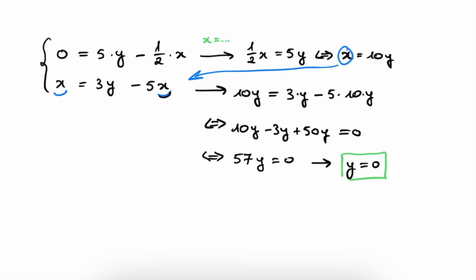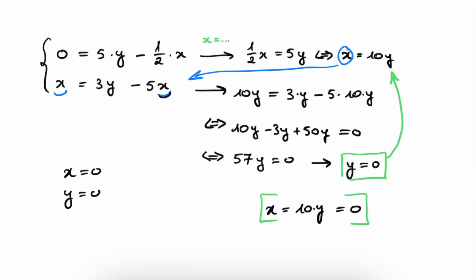Now, as always, we use this expression for y to get an expression for x. And we see that x is equal to 10 times y, which we got from the first equation. But since y is equal to 0, then x also has to be equal to 0. So we get that x is also equal to 0. And our solution is just x is equal to 0 and y is equal to 0.